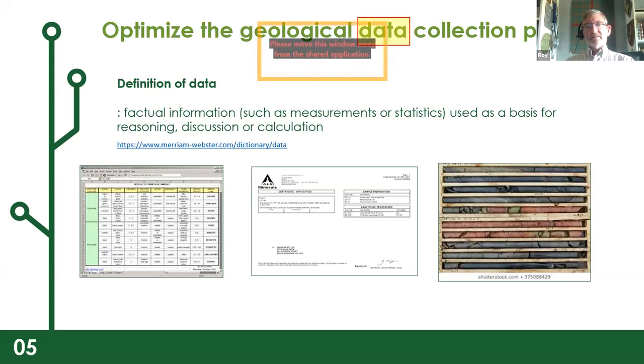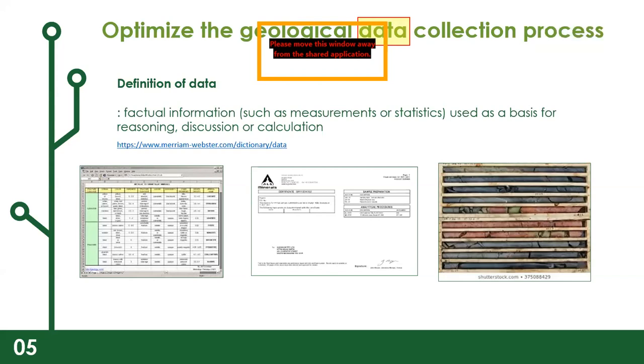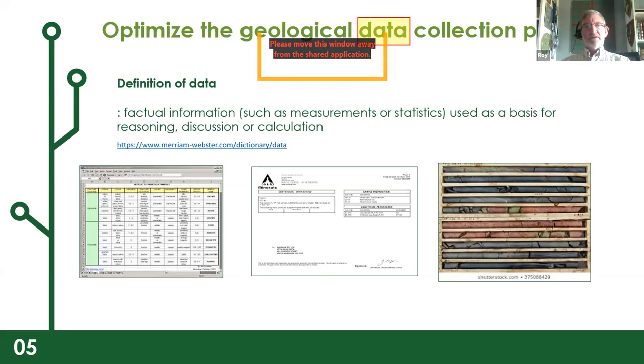And then, another type of data is the core box. You can pull out lots of little data elements from that. So again, it's very important to keep track of these things, because that's going to assist you in your reasoning, in your discussion, and in some cases in your calculations. It isn't just about the numbers.